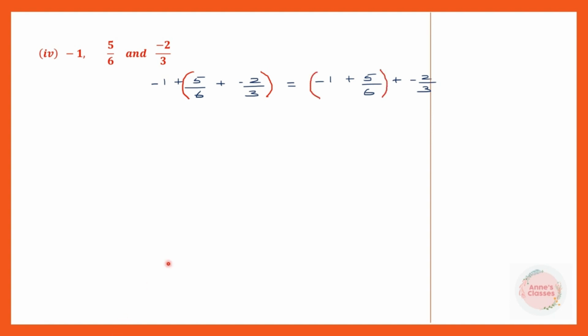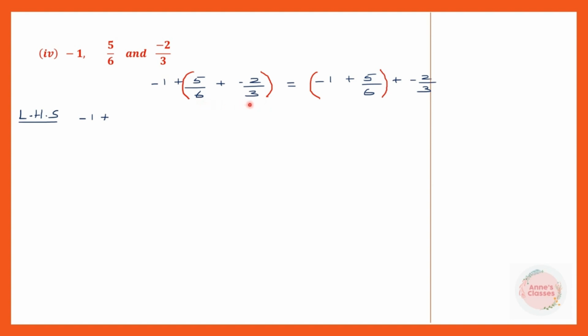We are doing this to verify the associative property, which says that whichever way you group for addition, your answer is going to be the same. So this is the left hand side, this is the right hand side. Let's begin with the left hand side. So here minus 1 will remain the same plus, now inside brackets we have 5 by 6 plus minus 2 by 3. This has to be worked out.